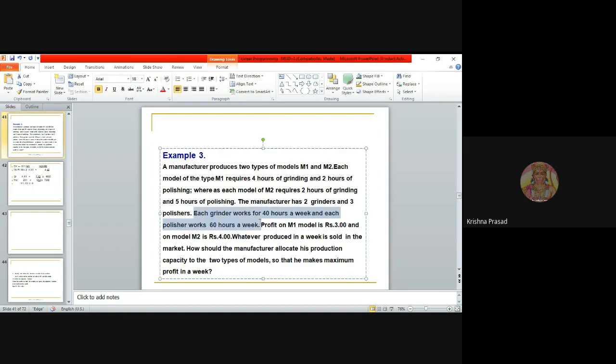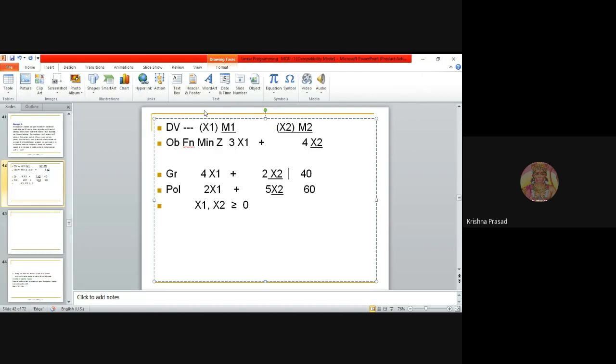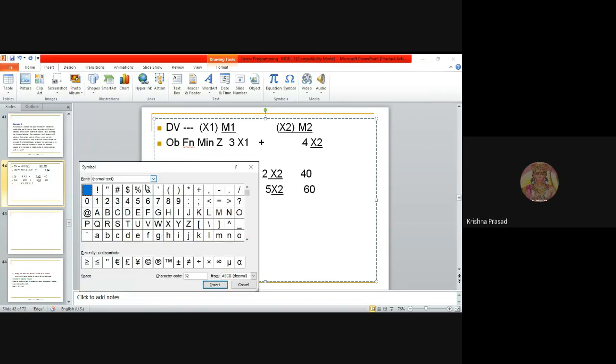And what is the total number of grinding hours which you are having? Each grinder works for 40 hours and each polisher works for 60 hours. So grinding works for 40 hours and polishing for 60 hours. If nothing else is mentioned, it is availability. When it is available, what is the symbol which you are going to take? The symbol is less than or equal to.